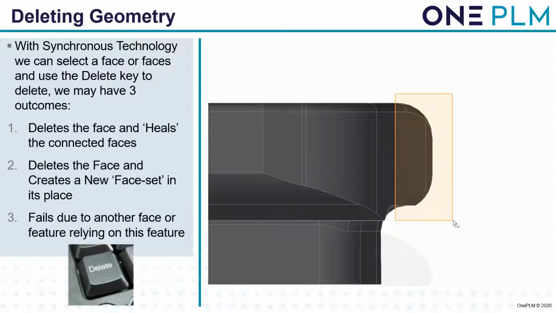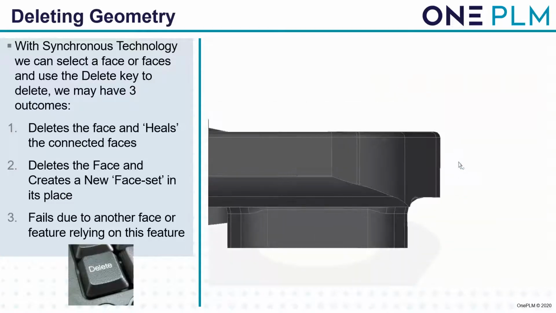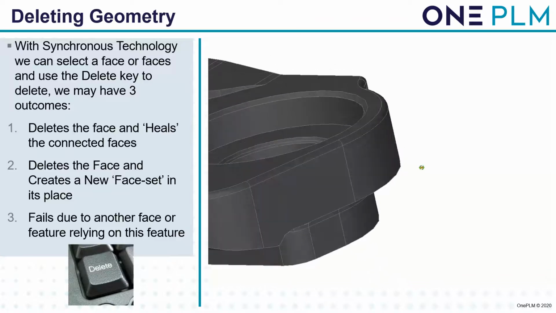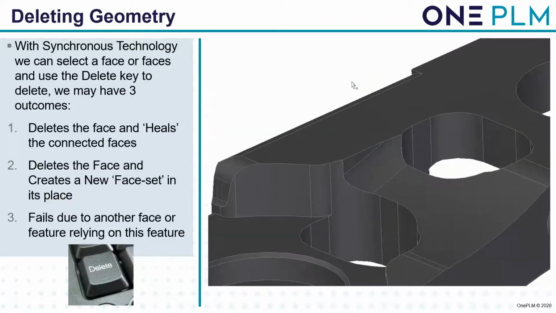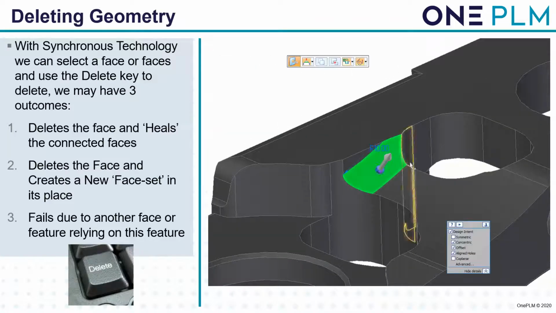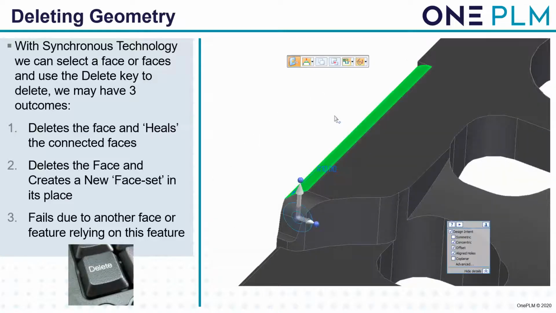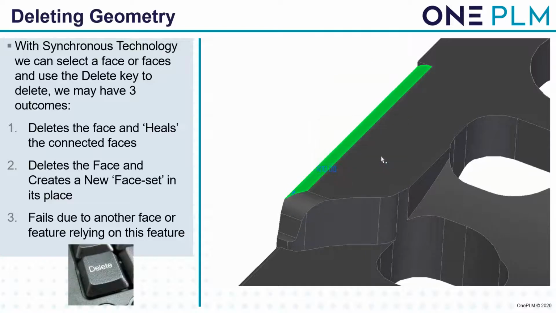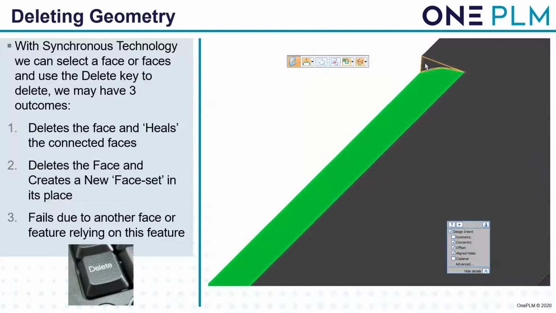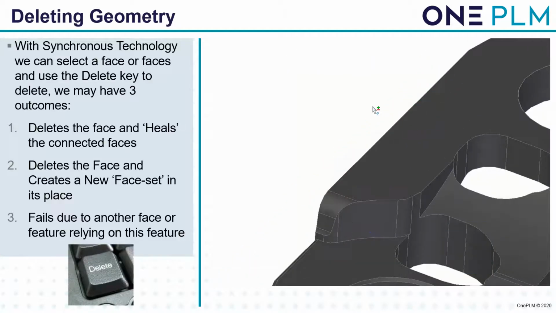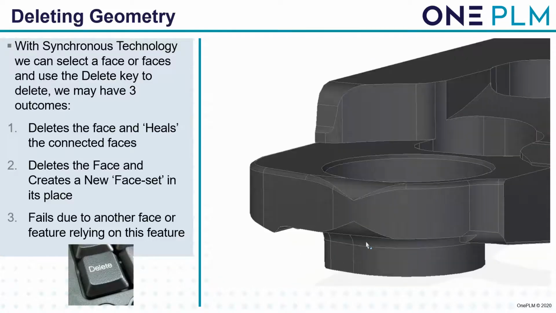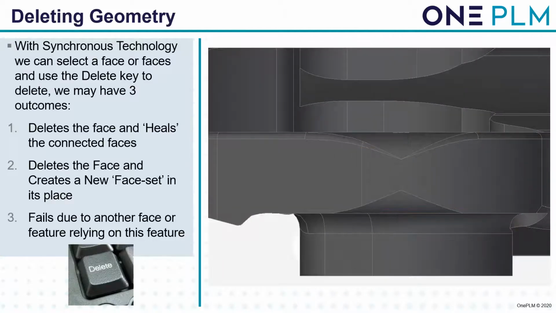We have 3 possible outcomes. It's going to delete the faces and heal the connected faces. It's going to delete the faces and create a new face set in its place. Or it's going to fail due to other faces relying on this feature. So as we can see on there, perfect timing, it fails, because we actually need to delete that face. It doesn't know what to do with that small face on there. With this one on the end, we can see that we've got quite a complex option.